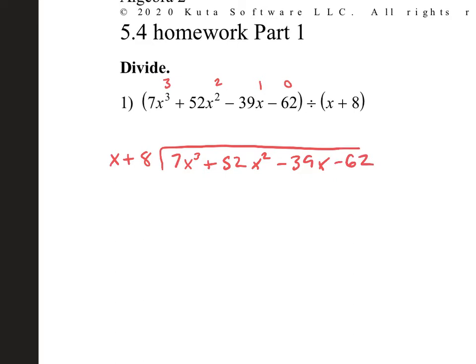Now we need to ask ourselves, what times x gives us 7x cubed? 7x squared. So we put that on top of the x squared term. Another way we could think about it is we divide whatever this term is, so 7x cubed, by x. So we just divide it by what's on the outside. So we divide, and then we multiply what's up top with what's out front.